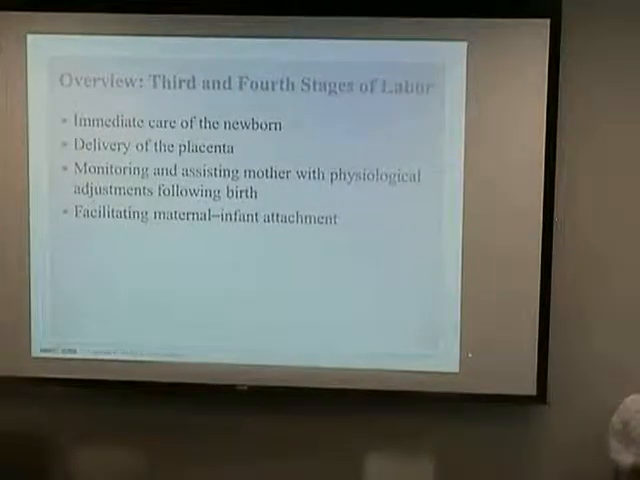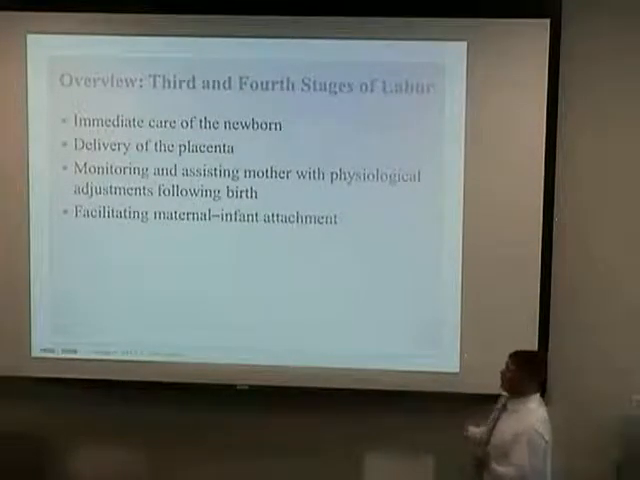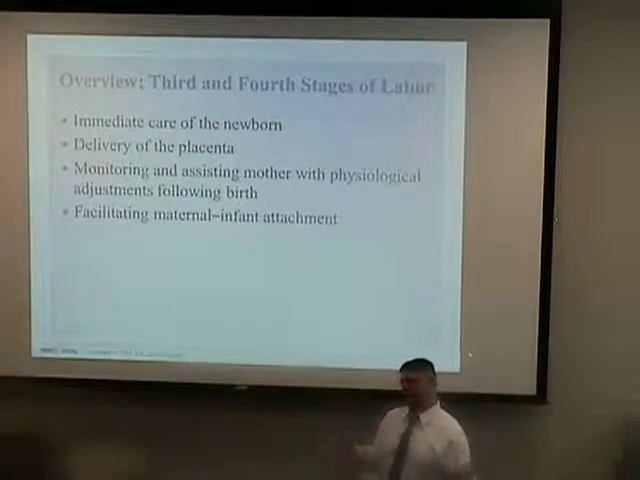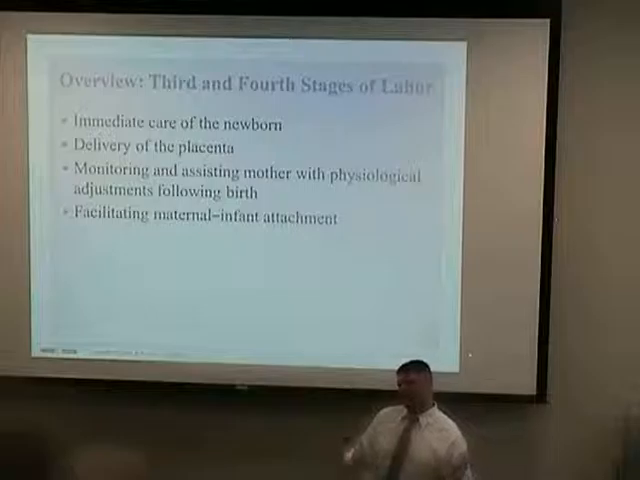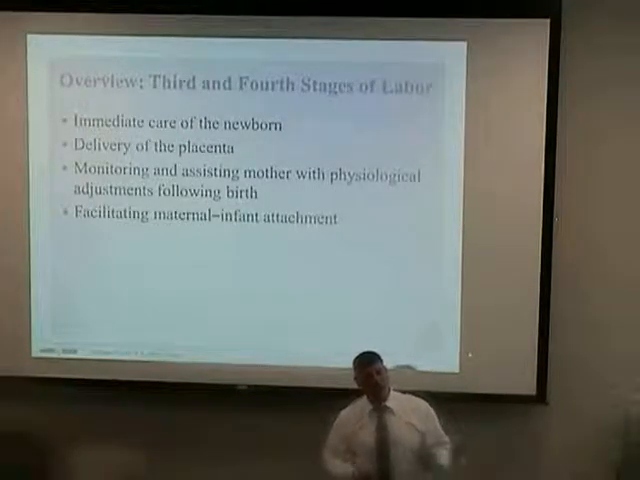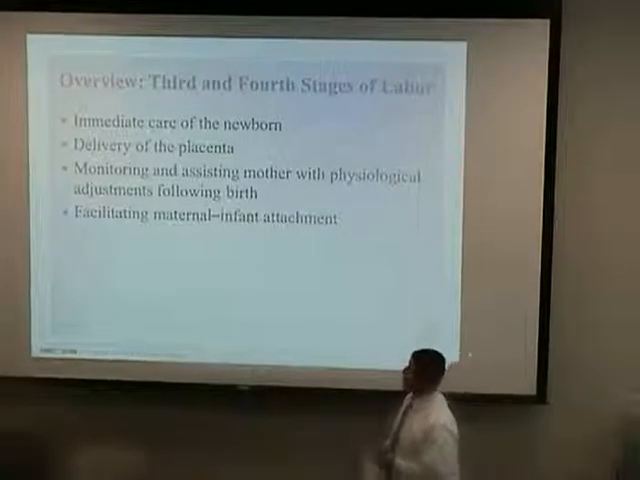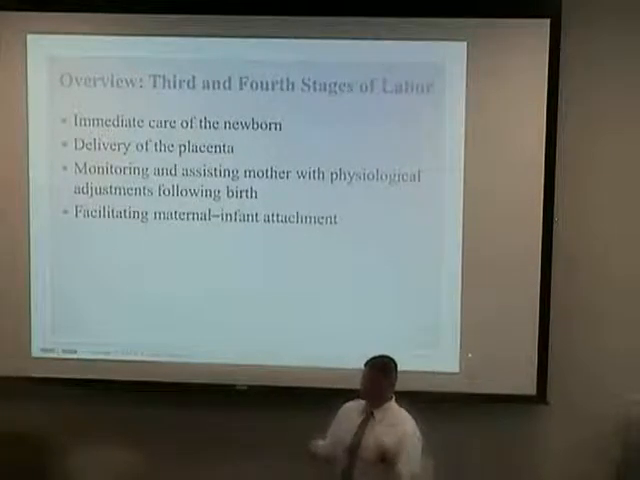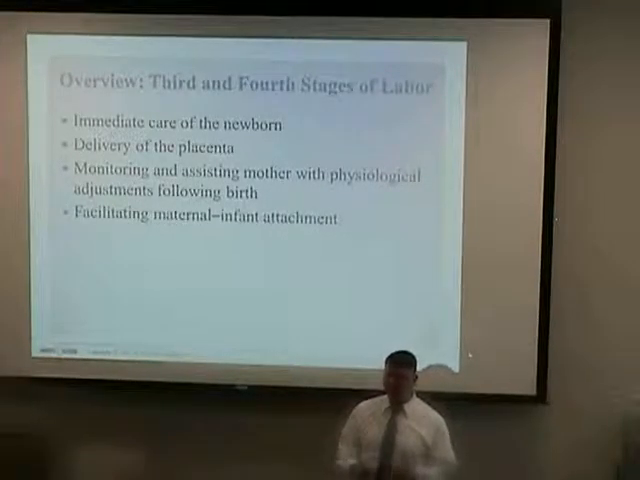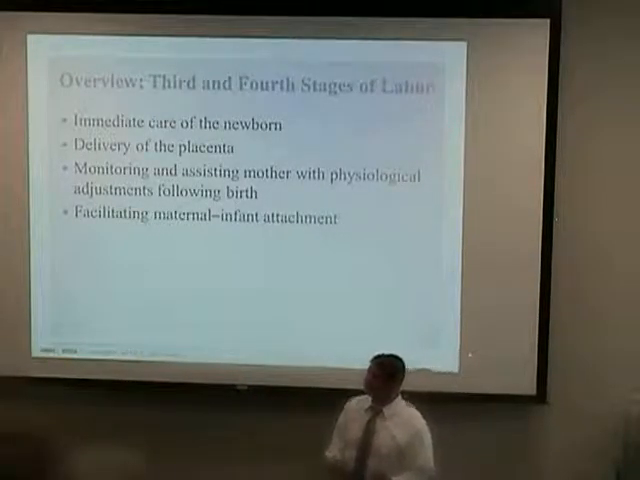Now, third and fourth stage of labor. The third stage of labor is from birth to the delivery of the placenta. It usually lasts 5 to 15 minutes or so. After 30 minutes, we have to manually go and remove the placenta because there's something wrong at 30 minutes, okay? If it doesn't come by then. This is the most dangerous time for postpartum hemorrhage. This is when you're going to see your catastrophic postpartum hemorrhage, during the third stage, okay?